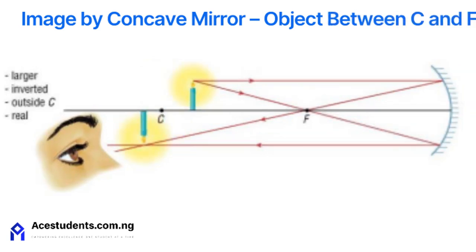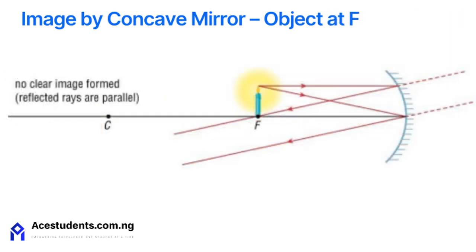Placing the object between the center and the focus results in a larger image. This image forms beyond the center, and it is both real and inverted. This magnification is useful in applications like projectors or spotlights. The closer the object moves toward the focus, the larger the image becomes. It's important to use ray diagrams to visualize this change.